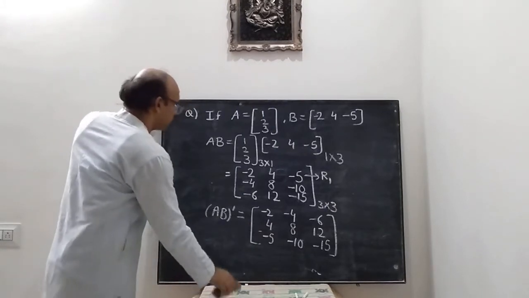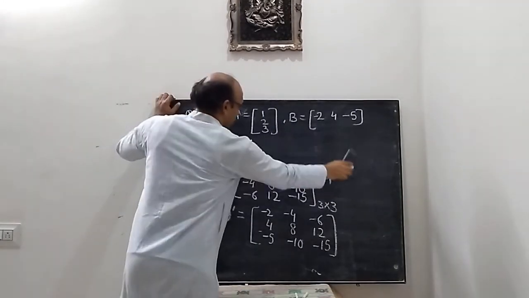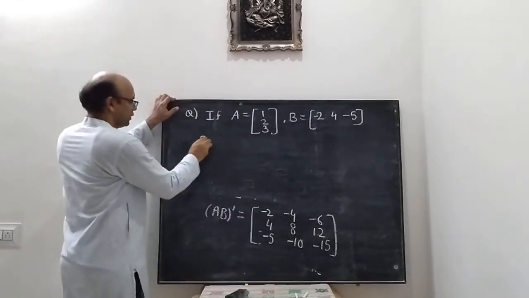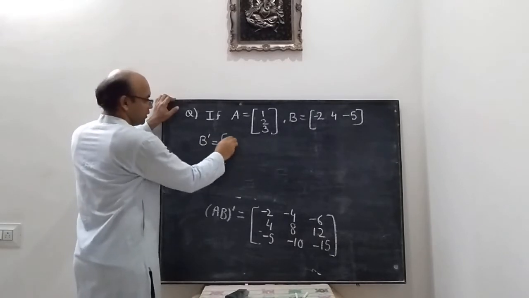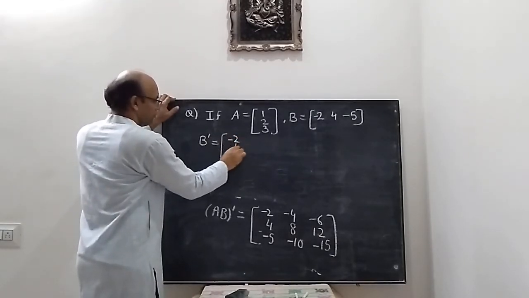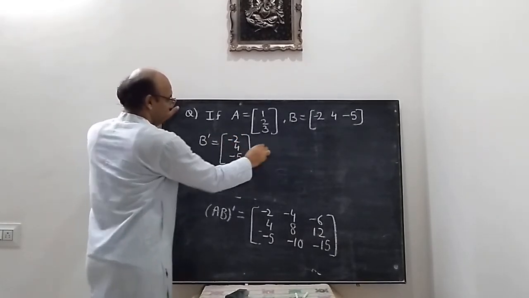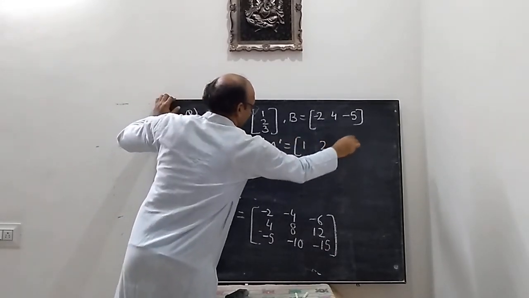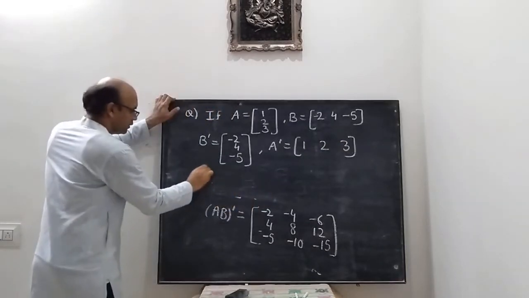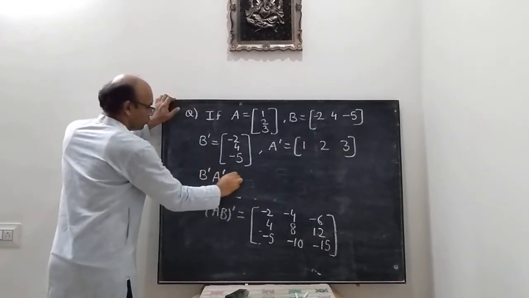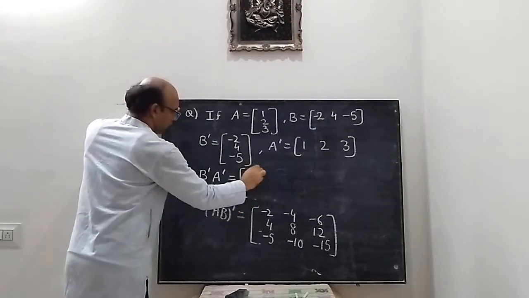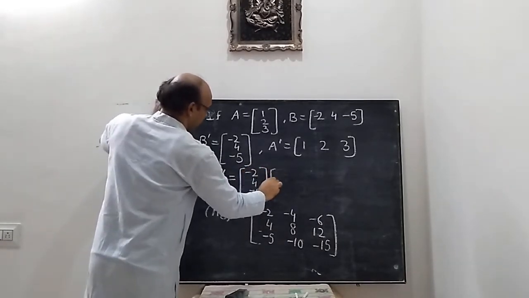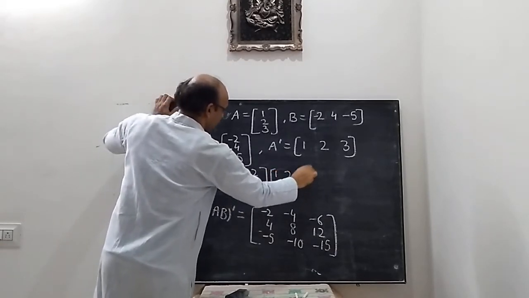Now what we do is, over here we take B transpose and we take A transpose. So B transpose is minus 2, 4, minus 5. A transpose is 1, 2 and 3. And what we do is we take B transpose into A transpose, minus 2, 4, minus 5, and you have 1, 2 and 3.